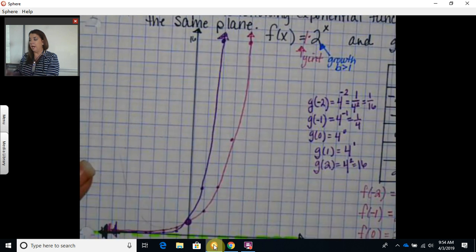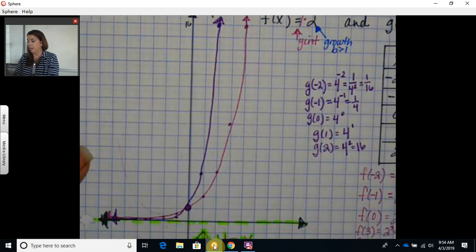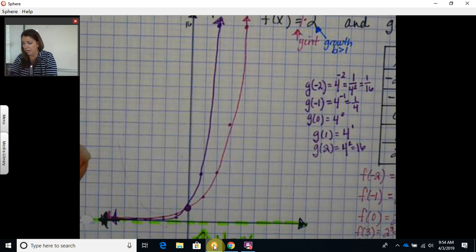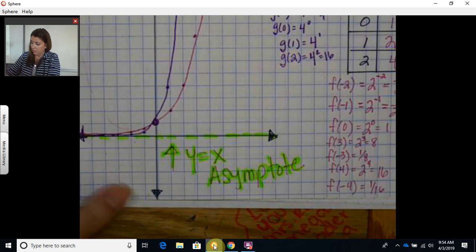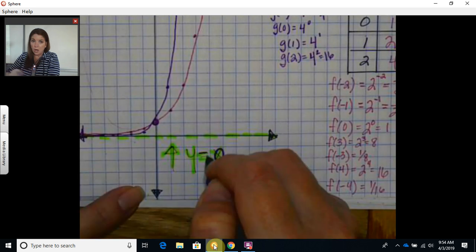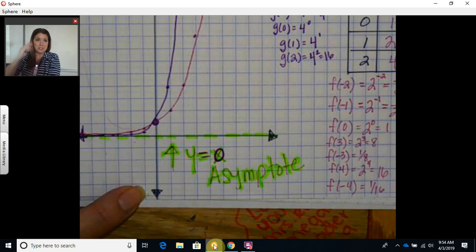Now, if we were adding a number onto these functions or subtracting a number, that would make our graph go up or down depending on if we were adding or subtracting. Then our asymptote would go up or down with it. Your asymptote's not always at y equals 0. I said y equals x, but it should be y equals 0. Not x, I'm sorry. Change that. y equals 0. y equals x is a line with a slope of 1. Sorry about that. No one said anything. y equals 0.